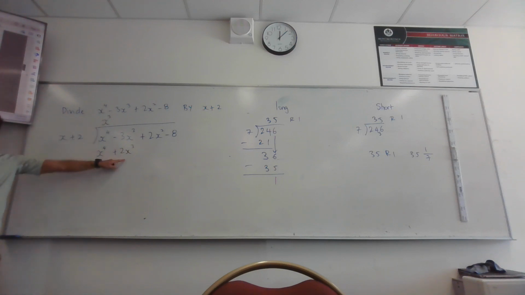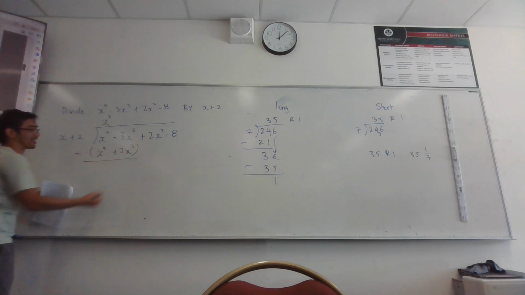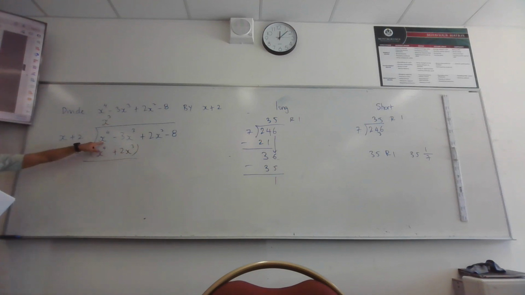2 times x cubed is 2x cubed. What are we going to do with these? What do you see in the long division? Take them away. We take them away. The lolly shop is closed at the moment. x to the 4, take away x to the 4 is? 0. That's what we're aiming for. We're aiming for the 0.